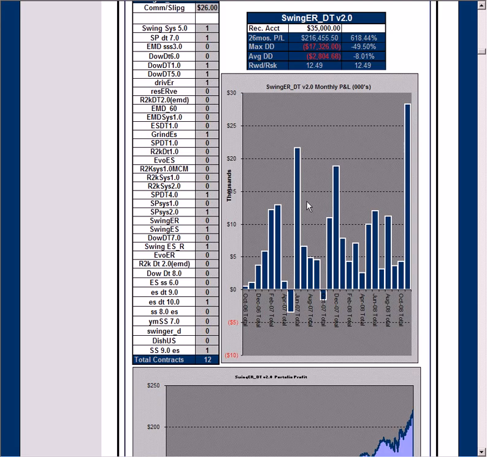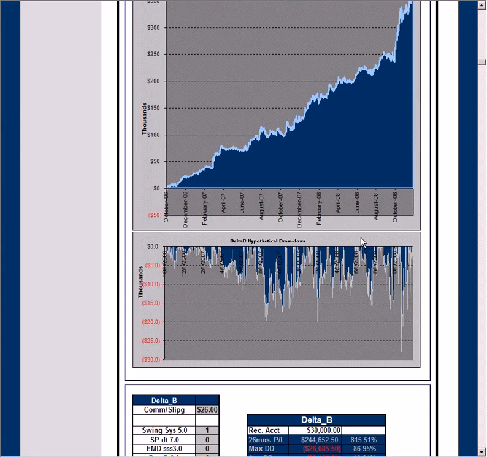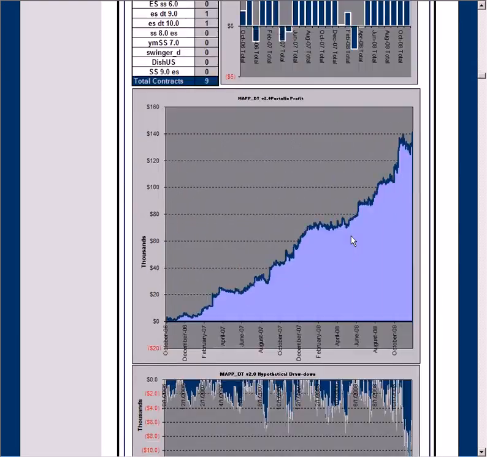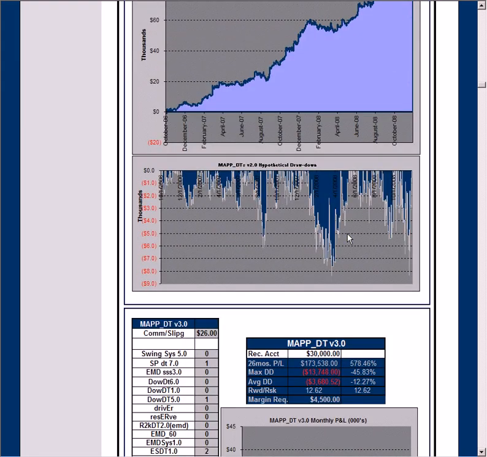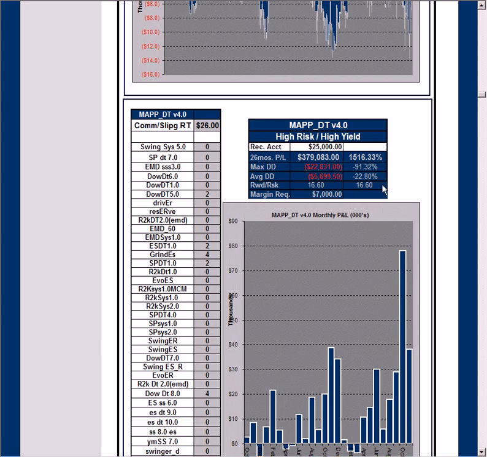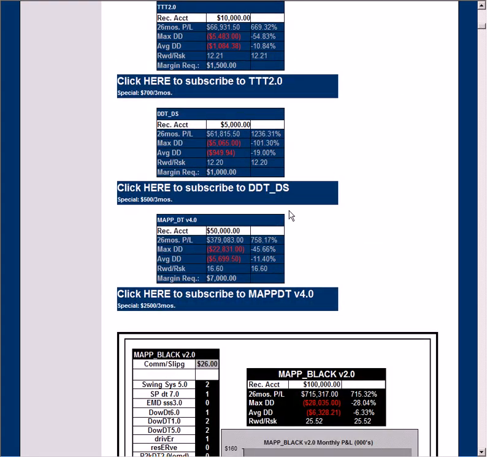Look at that for Swinger DT version 2.0. Absolutely amazing. Our Delta C, we don't really promote this portfolio that much. In fact, I don't even think it was on the website, but definitely a great portfolio, and certainly as you can see in the numbers, very nice portfolio is the Delta C, a $50,000 portfolio. Map DT version 2.0. Here are our Map DTs. We actually do have a new one, the 4.0, high risk, high yield with return of 1,500% against 91% risk. But the other 4.0 is a $50,000 4.0, and you can look at it right there.